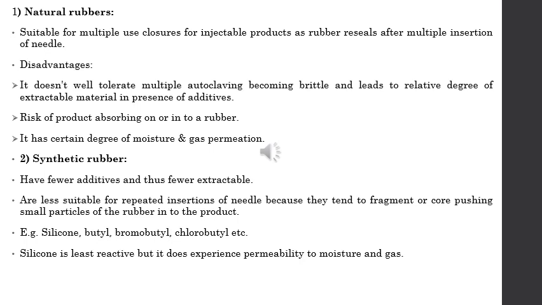In case of synthetic rubber, there are few additives, so the extractable level is less. They are less suitable for repeated insertion of needles because they tend to fragment or give small particles into the product. Examples are silicone, butyl rubber, bromobutyl and chlorobutyl rubber. Silicone is less reactive and does not experience permeability to moisture and gases.